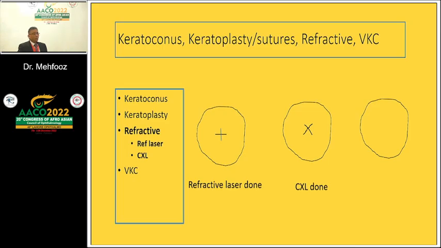Very often the patient comes to us and you say you need CXL, and the patient says I already had it. But if there is a crossover in the diagram, that means the previous surgeon has done the CXL. So this is the sign for the CXL, and this is the sign for the refractive surgery done.